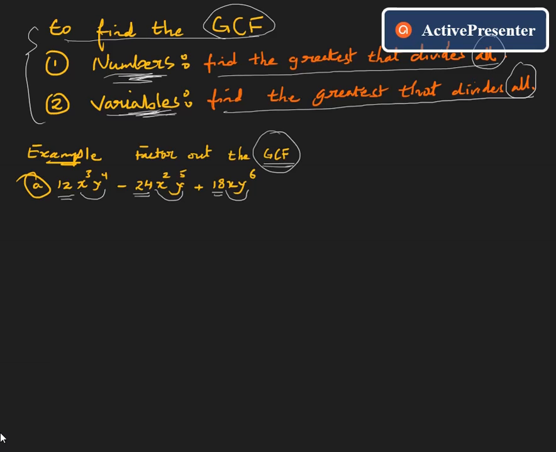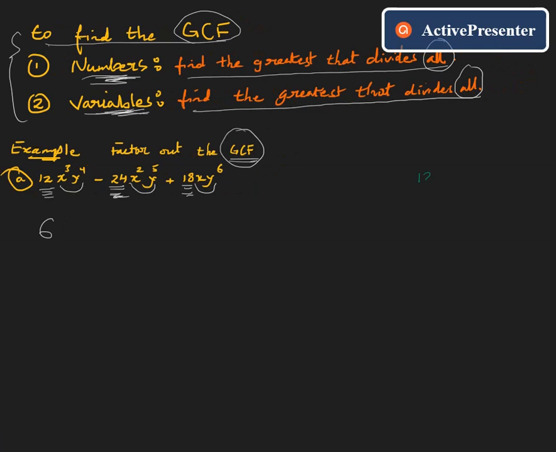Therefore, when we see the numbers together, 12, minus 24 and 18, the greatest that divides them all is 6. If you divide 12 by 6, you will get 2. If you divide minus 24 by 6, you will get minus 4. If you divide 18 by 6, you will get 3. So 6 is the greatest that divides them all.